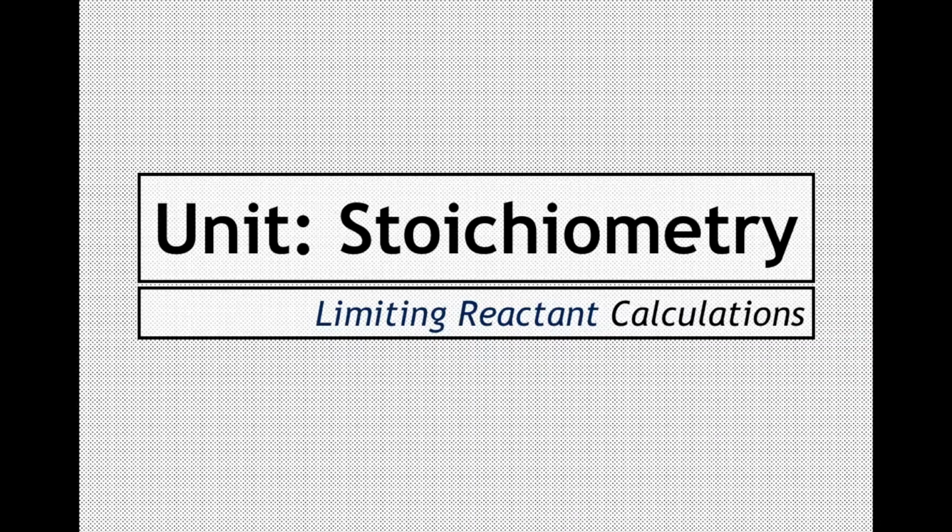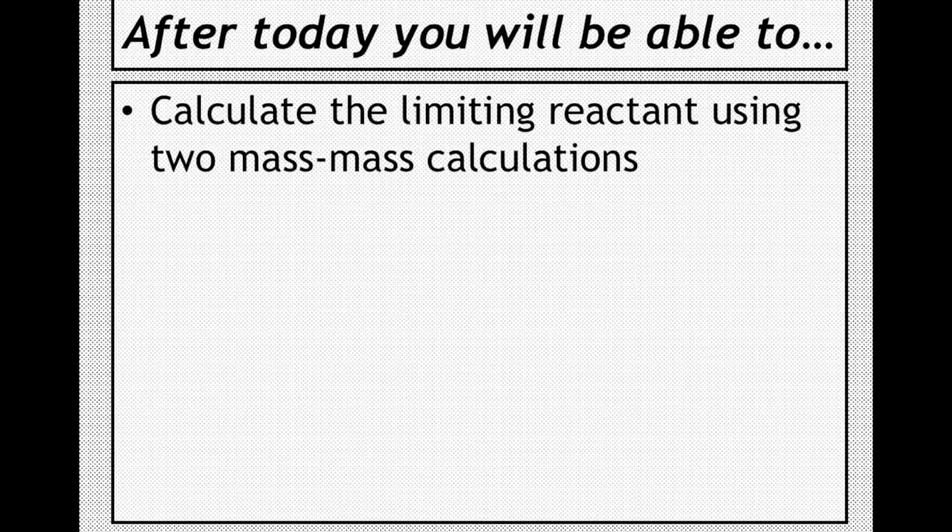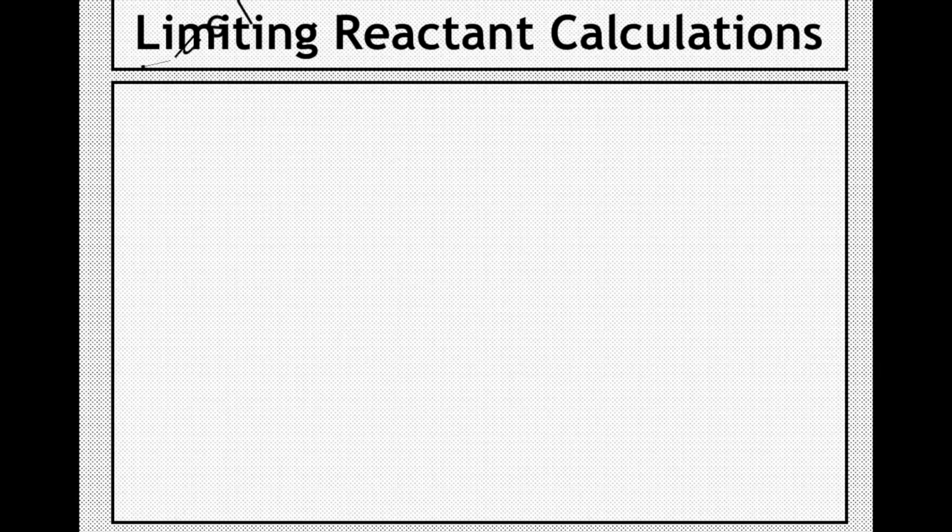Okay, so today we're going to do our fourth lesson out of the 5 in the stoichiometry unit. We're going to talk about limiting reactant calculations. There's a little bit of newness: you're going to compare one reaction to another. But as far as ideas, it's pretty much something you've already known. So we're going to calculate the limiting reactant using two mass-to-mass calculations.